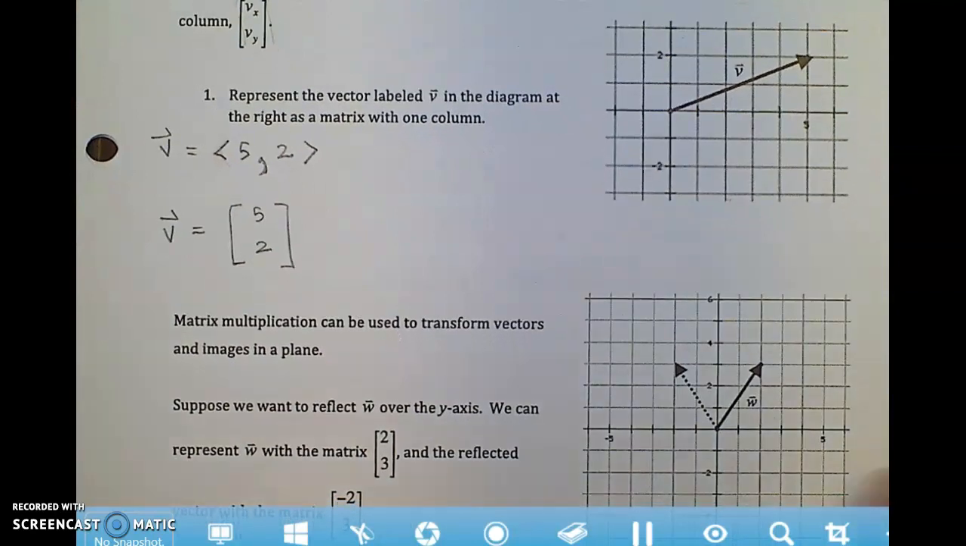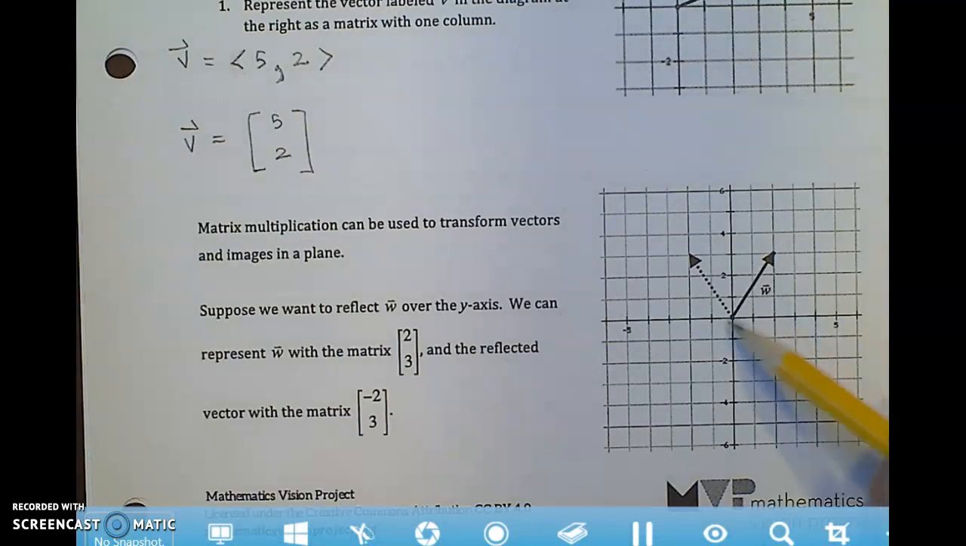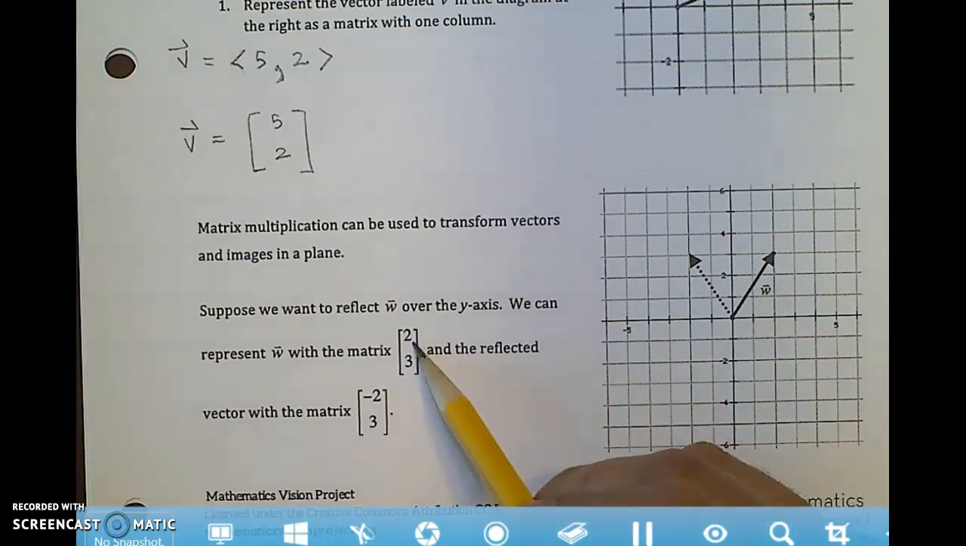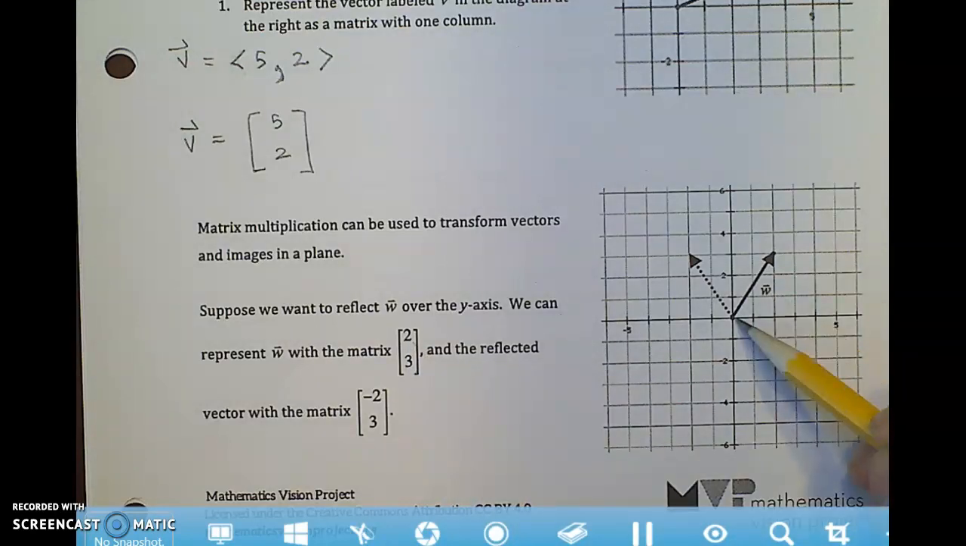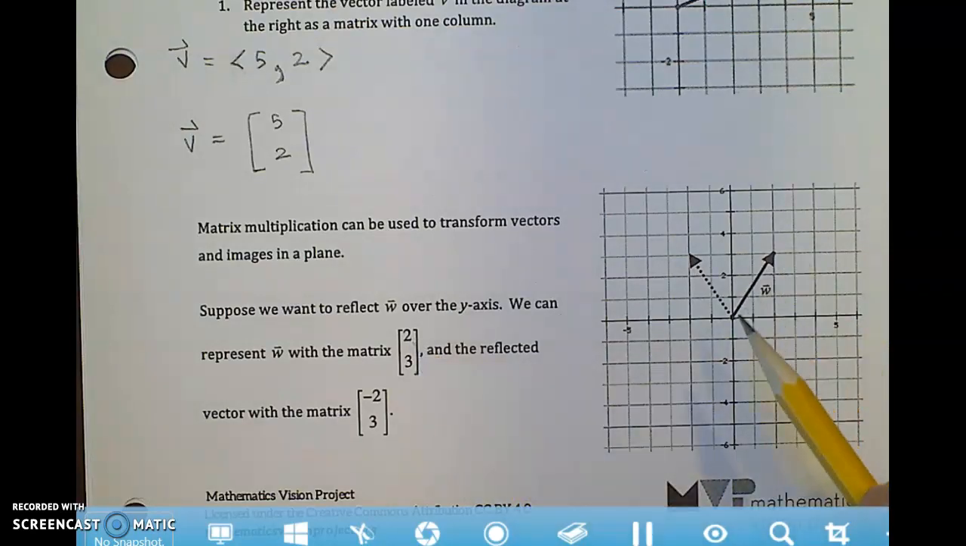Moving down to the next example, here we have vector W, represented as a matrix. Horizontal component of 2, vertical of 3. From the starting point, to the right 2, up 3. Written as a matrix, it's 2 over 3. This dotted line here is the reflection.